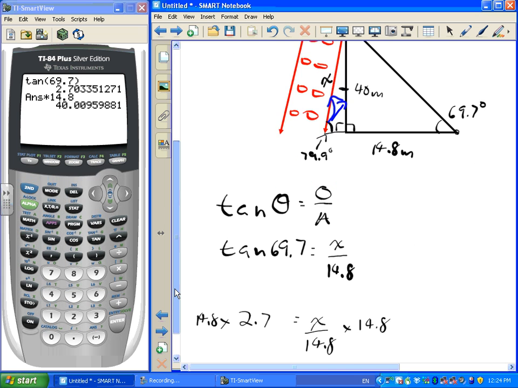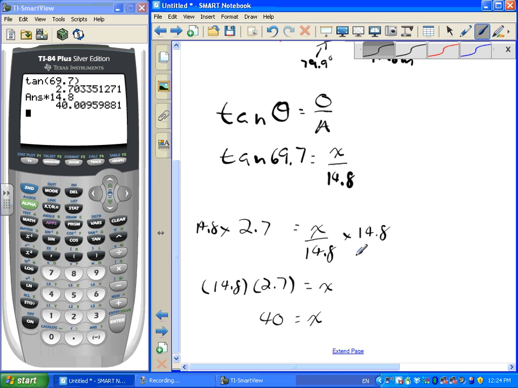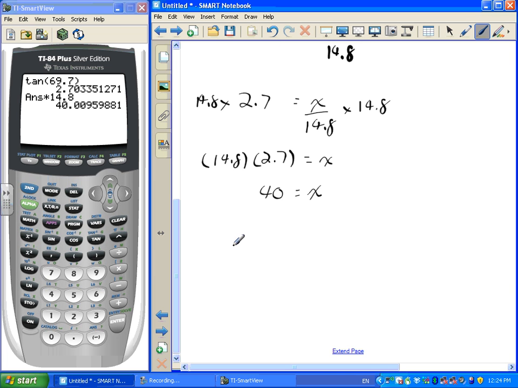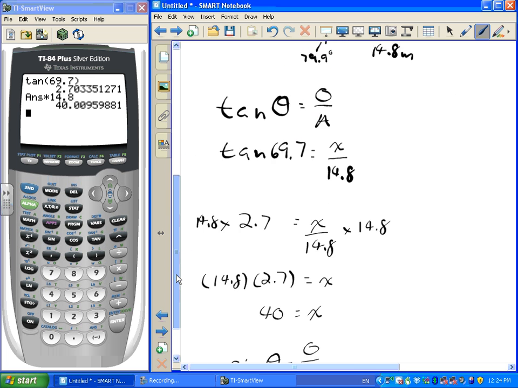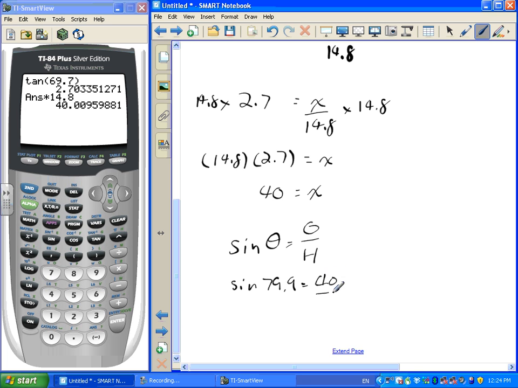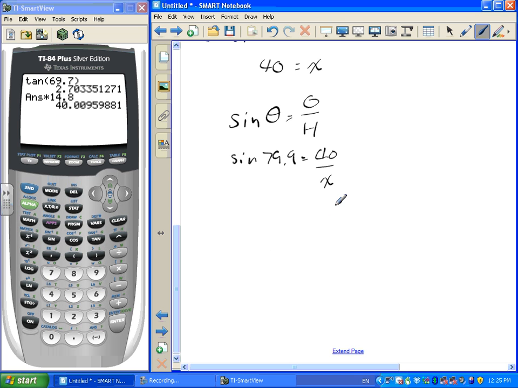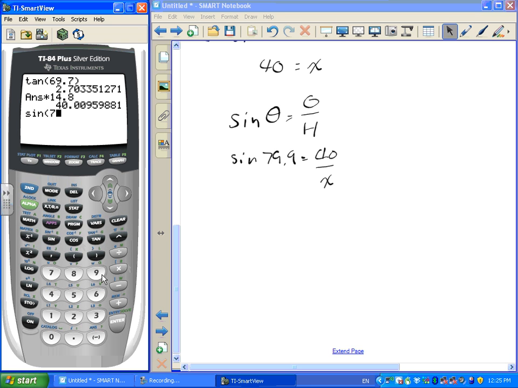So, what ratio deals with an opposite side and hypotenuse? Yeah, sine theta equals opposite over hypotenuse. So our sine 79.9. Our opposite side, if we look back up again, is 40 meters. And we're trying to solve for the hypotenuse. We'll call our hypotenuse x. Many of you stopped at just 40, which is maybe the reason you only got 2 marks. You need to solve for the side of that building. So let's do our sine 79.9.